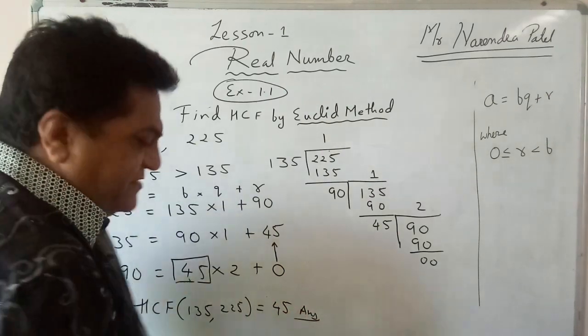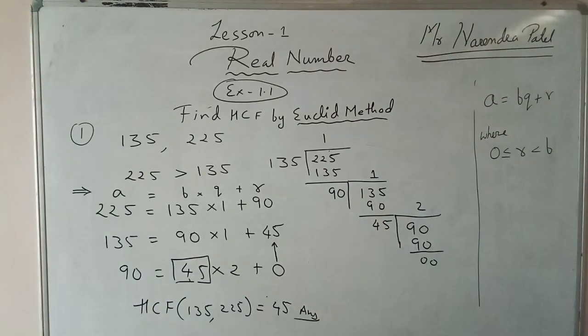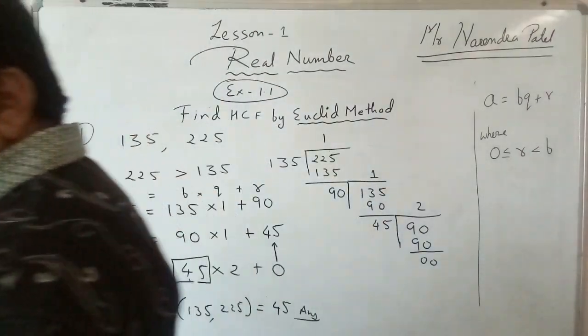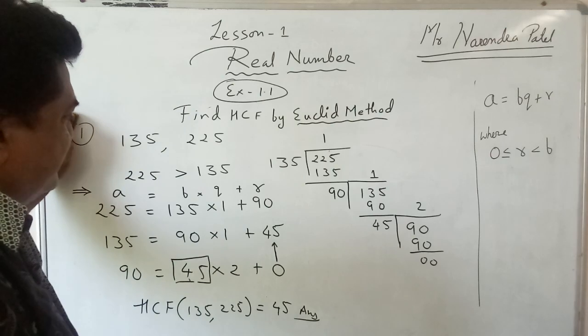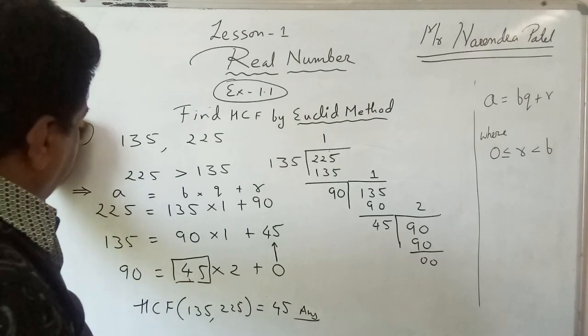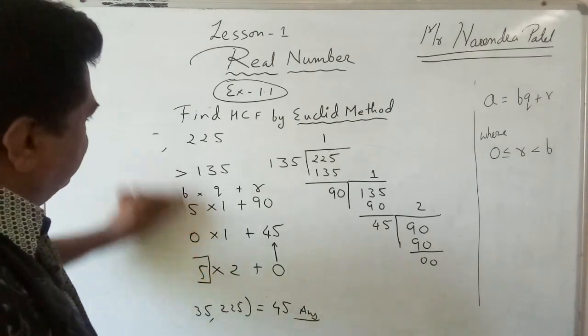Understood what I have done? When the remainder comes 0, at that time you can take the upper remainder as the HCF. Now come to the second sum. Second sum of exercise 1.1. I will take the second sum of exercise 1.1.